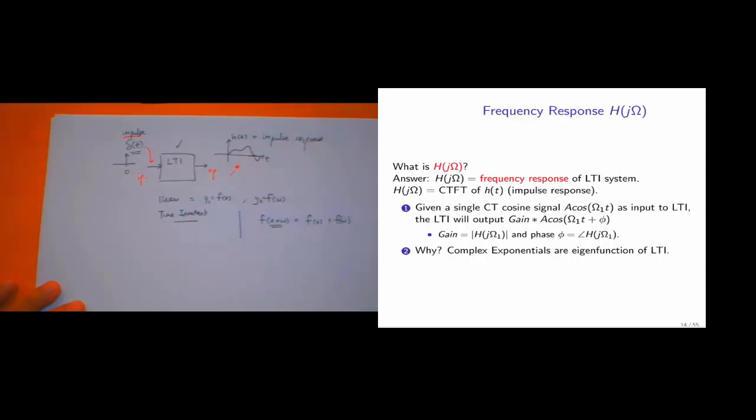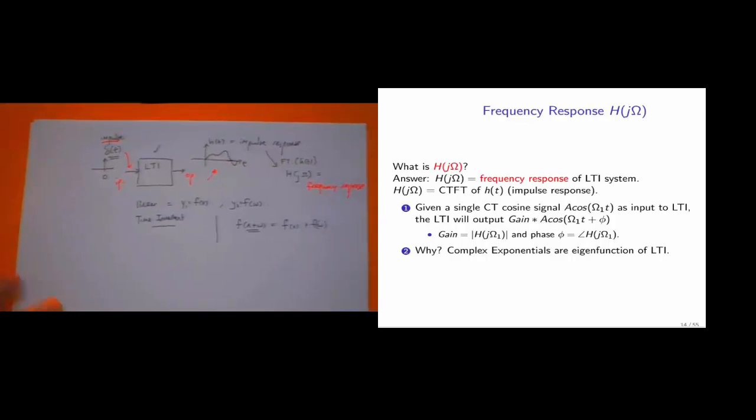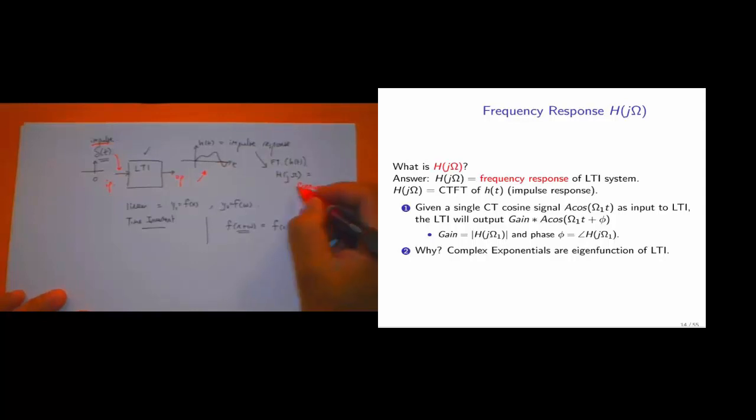One of the things we can do is to perform the Fourier transform of h of t, and we get H(jω). This is nothing but the Fourier transform of the impulse response, and it has a name: the frequency response. It will be able to tell us how the system, the LTI, will respond in the frequency domain.